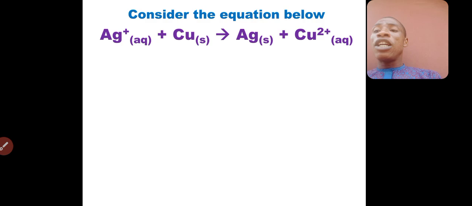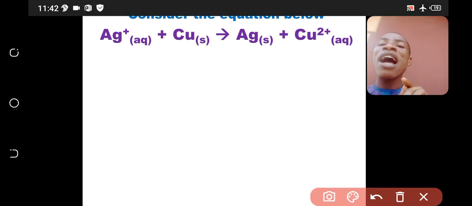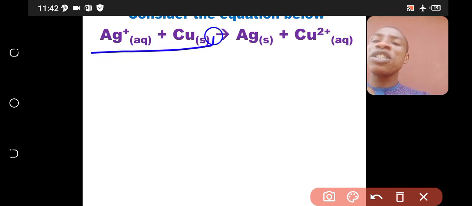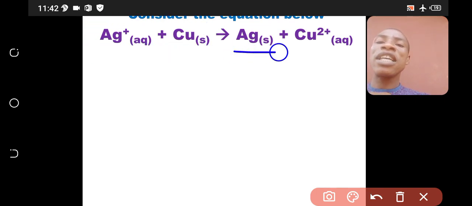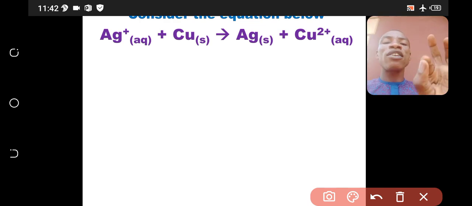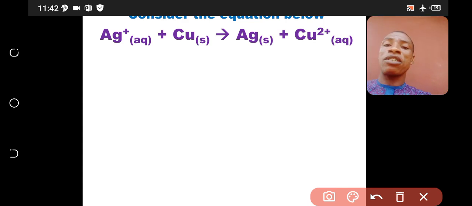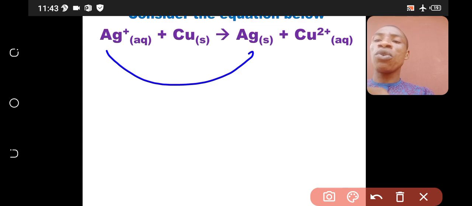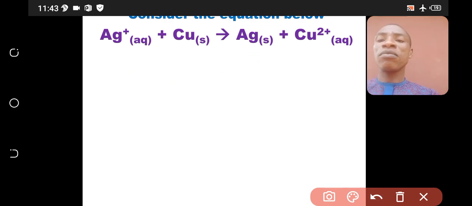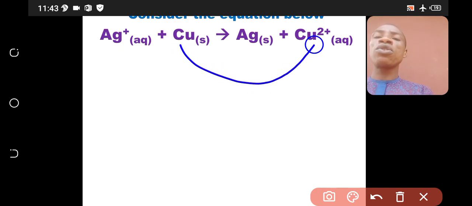So let me do an example with this one. Here we have Ag+ plus Cu giving us Ag plus Cu2+. The first thing we're going to do, that's step 1, is break the equation into half equations. Now how do we do that? Ag+ goes to Ag. This is one equation. Cu solid goes to Cu2+.